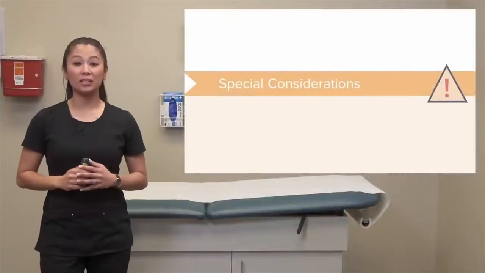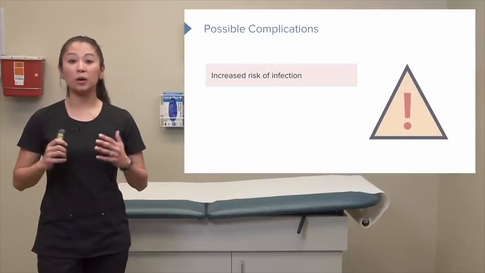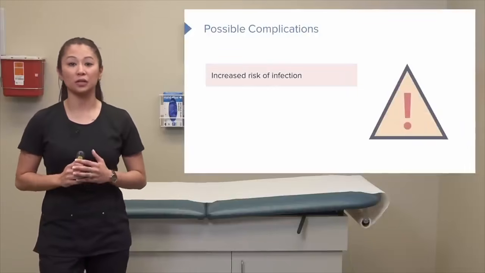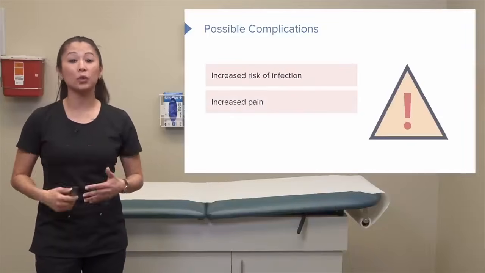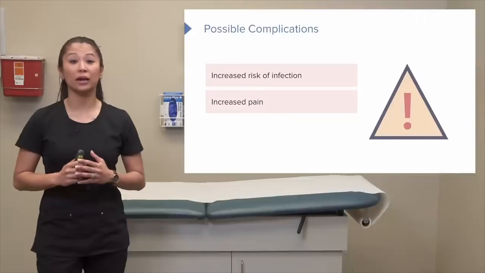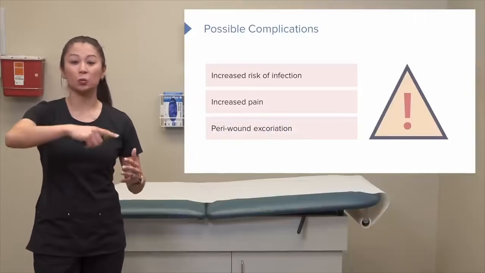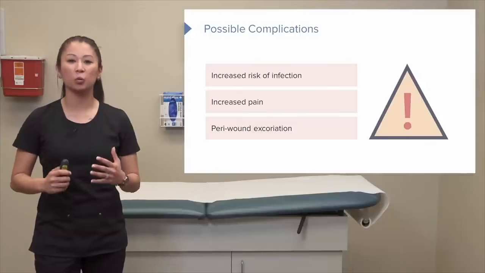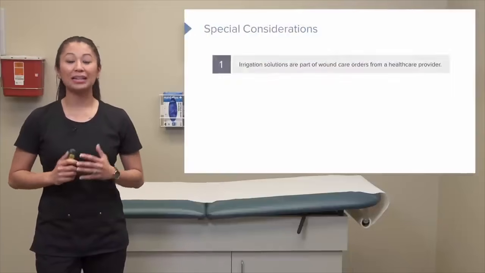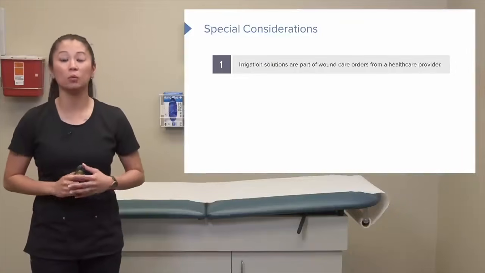Let's look at a few considerations regarding wound irrigation. There are some possible complications that can occur. Anytime you expose the wound, there's increased risk of infection. And of course, we talked about how when you irrigate, some of that forcing of fluid inside the wound can increase the level of pain for your patient. And don't forget to assess the skin that's surrounding the wound. We call this peri-wound, and this could be excoriated, red, and uncomfortable. These considerations are really important when you're talking about wound care.